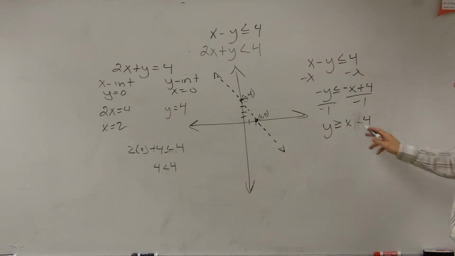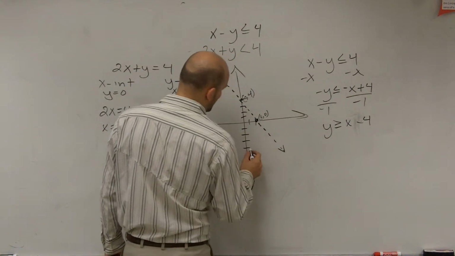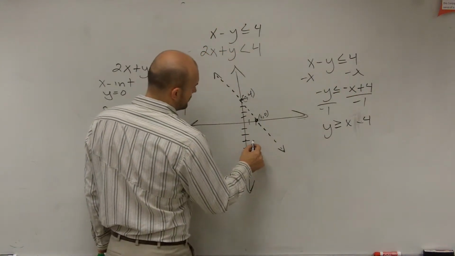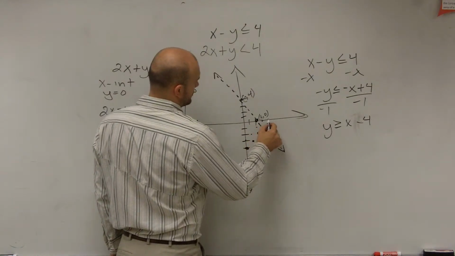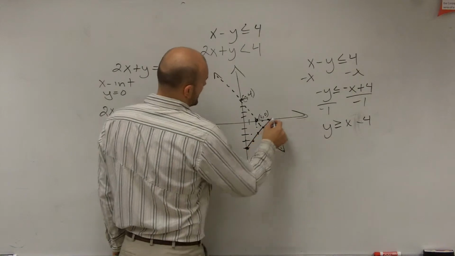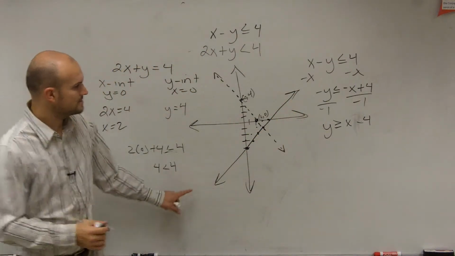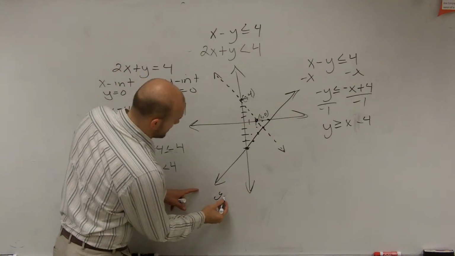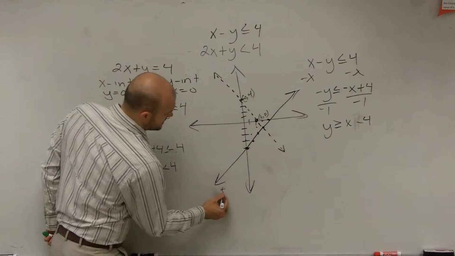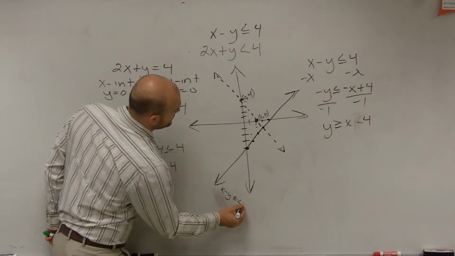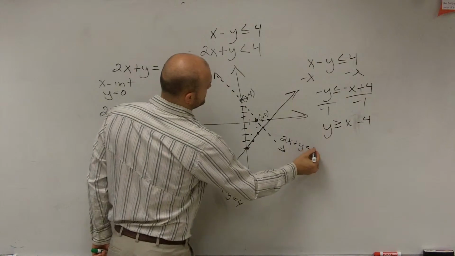So when I get to this, I go down to negative 4. 1, 2, 3, 4. And then it's up 1, over 1. Up 1, over 1. Up 1, over 1. And that's going to be a solid line. OK, so I write that in there. This one is x minus y less than or equal to 4. This line is 2x plus y is less than 4.